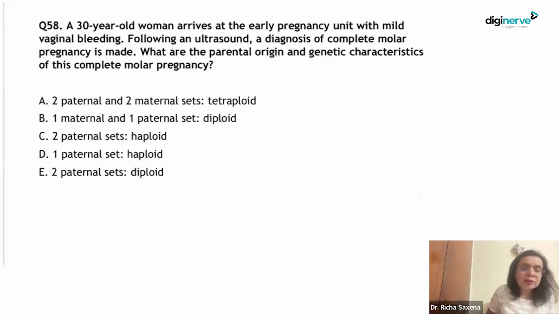Now coming back to the question, I think you'll understand that she arrives in the early pregnancy unit, and what are the parental origin and genetic characteristics of this complete molar pregnancy? So there are two paternal sets. It is diploid, not haploid, but both the sets, instead of one set being from the mother and the other set being from the father, both the sets are from the paternal side. So it is two paternal sets and diploid.